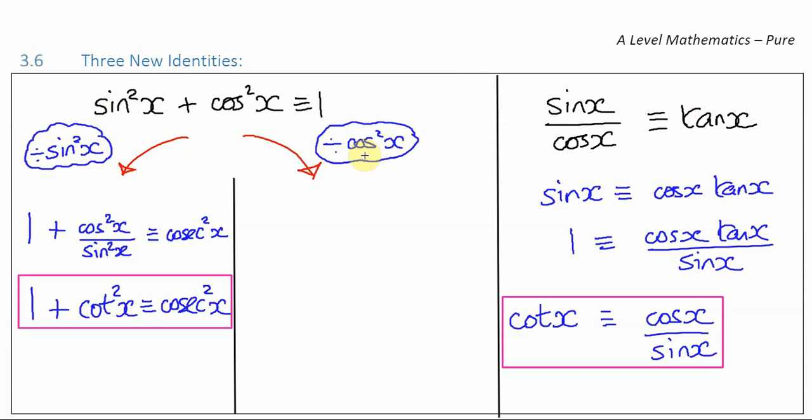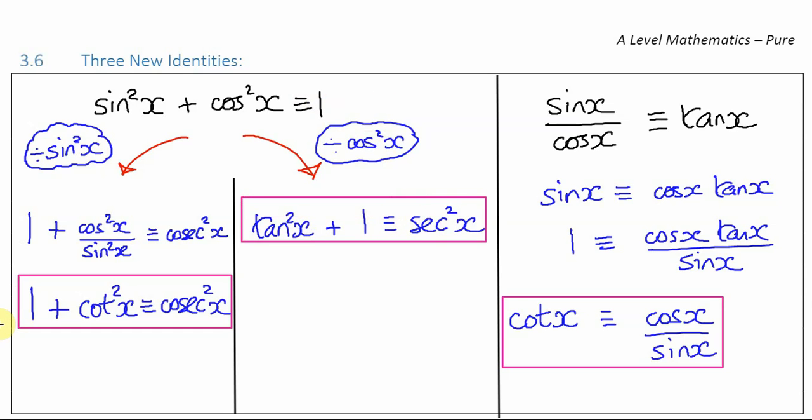So sine squared x over cos squared x, the first term, we can write as tan squared x. The second term, cos squared x divided by itself, gives us 1. And on the right hand side, 1 divided by cos squared x, by definition, is sec squared x. So there we have three new identities.